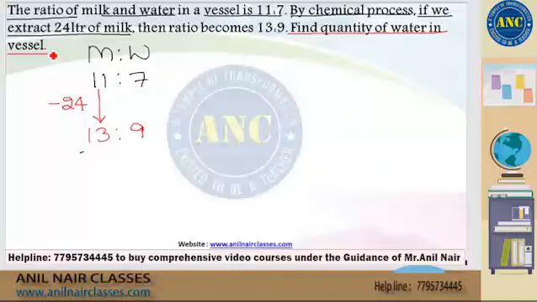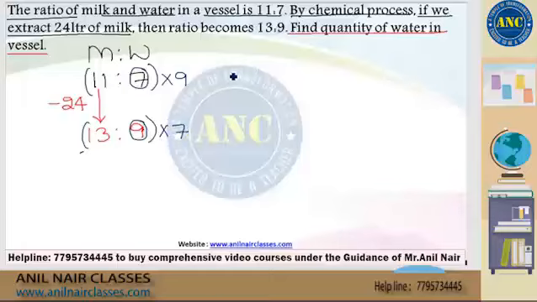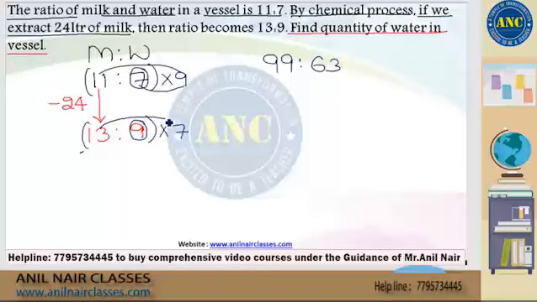I am taking out milk from the vessel. That means water quantity will not change. However much water was present initially, the same water should be present finally. But 7 and 9 are different numbers. Make them the same. LCM of 7 and 9 is 63. 7 multiplied by 9 is 63. 9 multiplied by 7 is 63. Now my new diagram becomes 11 into 9 is 99, 7 into 9 is 63, and then 13 into 7 is 91, 9 into 7 is 63.